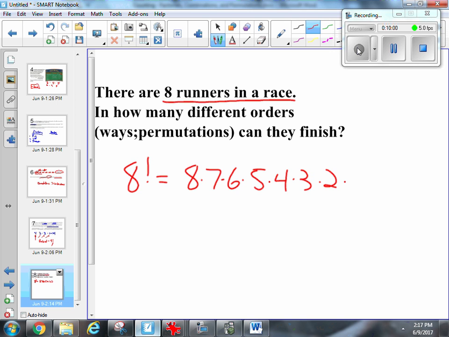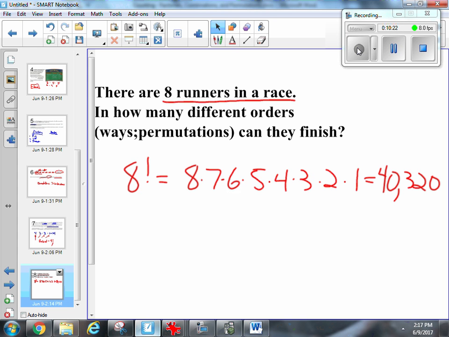And you can put that into your calculator if you want all those multiplication things. And you would find out there are 40,320 different ways that they can finish this race. All of them, each of them are different because order matters in this particular case. Now, you can see the larger, and that's only 8 factorial.